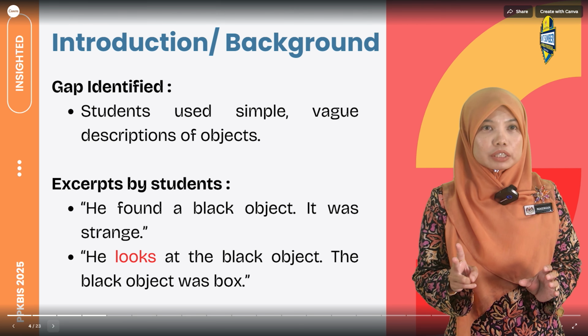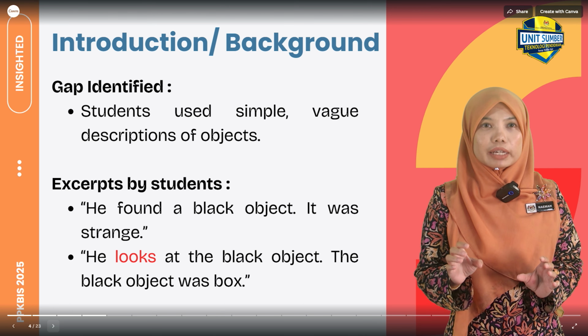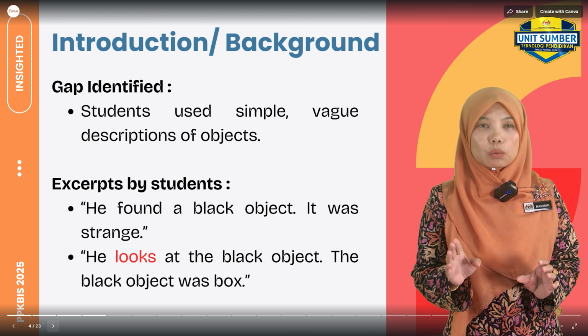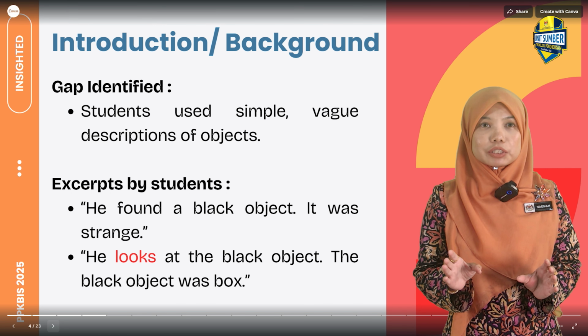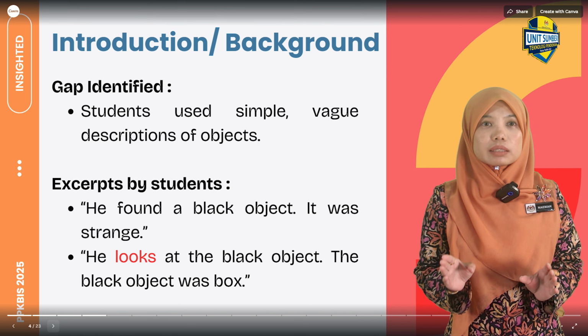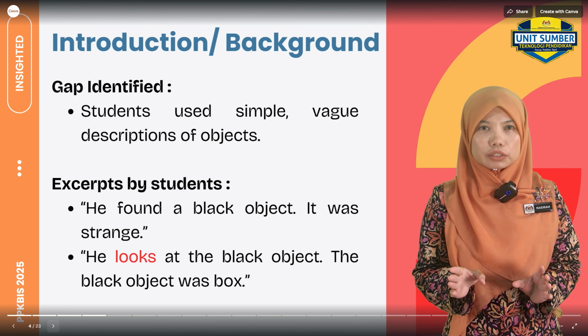For student 2, he wrote, he looks at the black object. The black object was box. So the description of the black object was simply that it was a box.